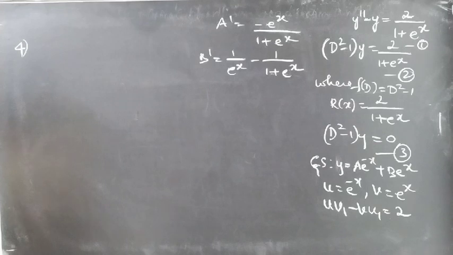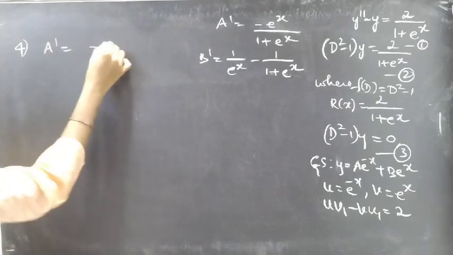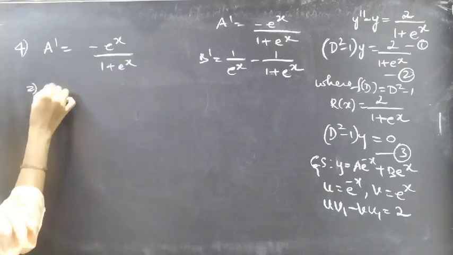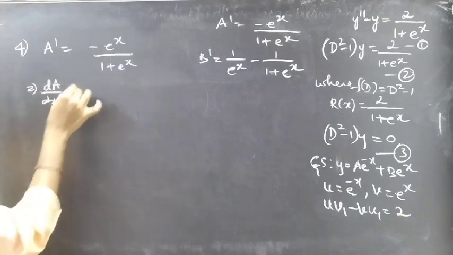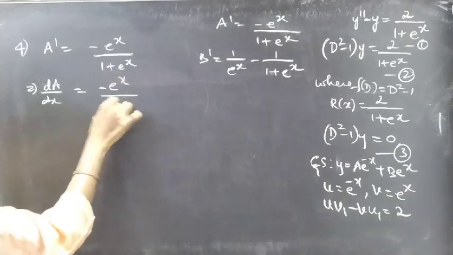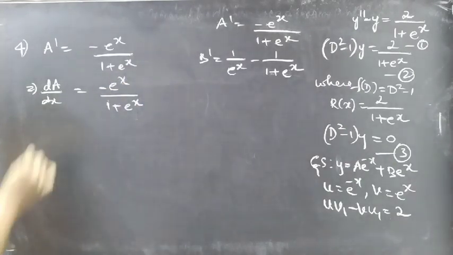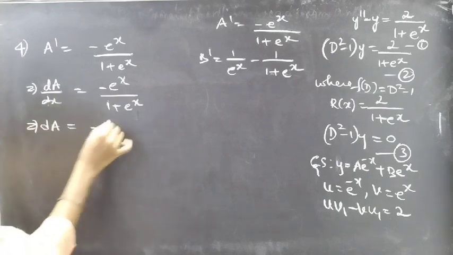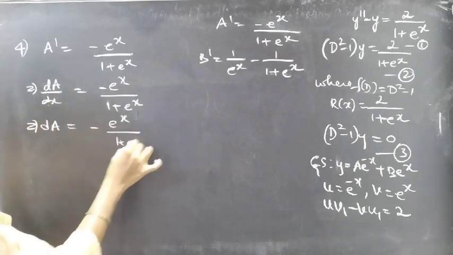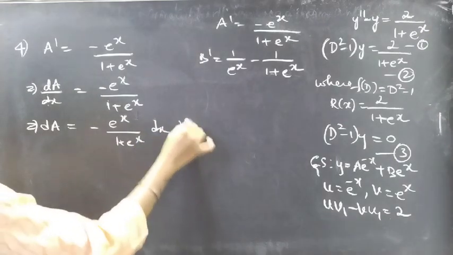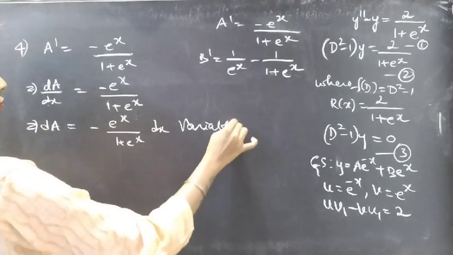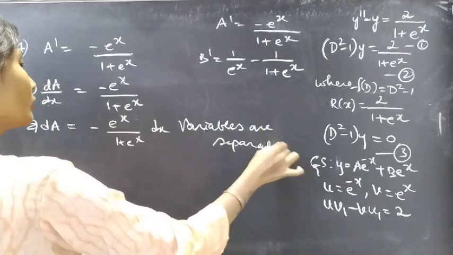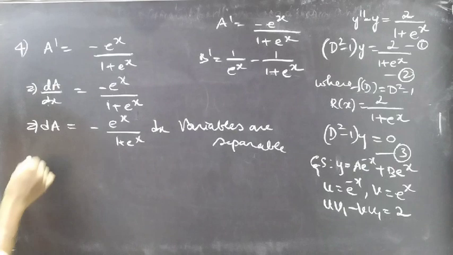Let's now find a using a dash. We have a dash equal to minus e power x by 1 plus e power x, right? Since a dash is the derivative of a with respect to x, equal to minus e power x by 1 plus e power x. Now let's separate the variables by taking the differential dx to the RHS. We'll get minus e power x by 1 plus e power x into dx. So here the variables are separable. So we'll perform integration.